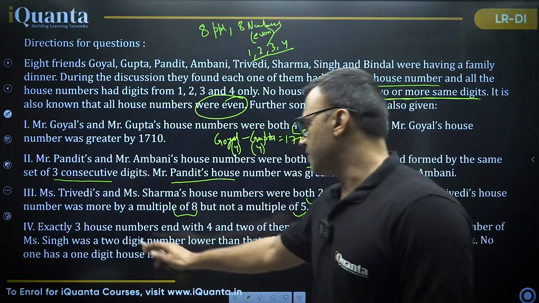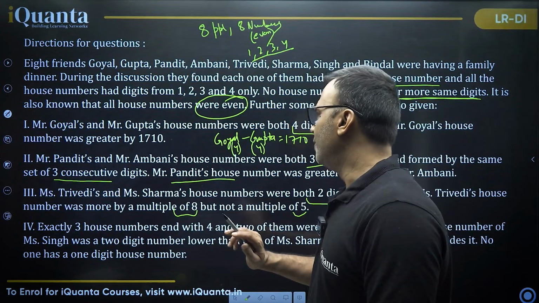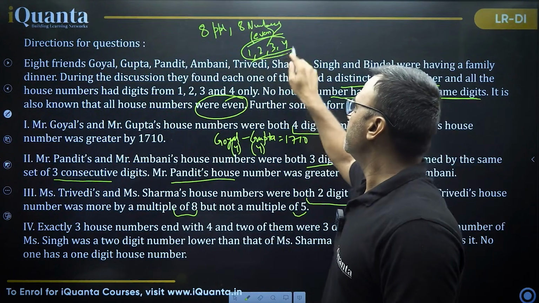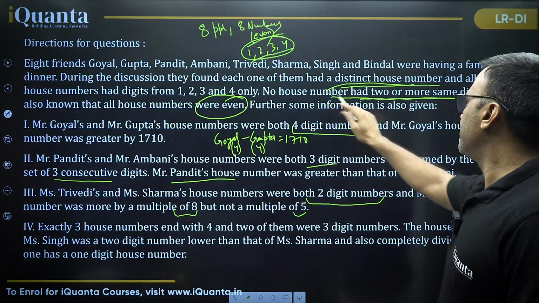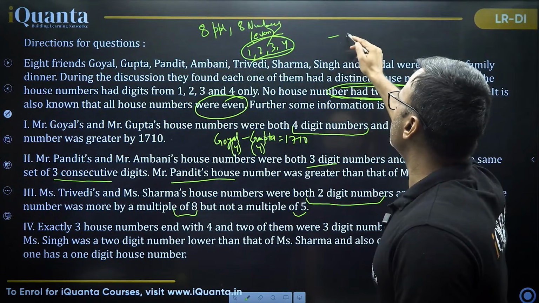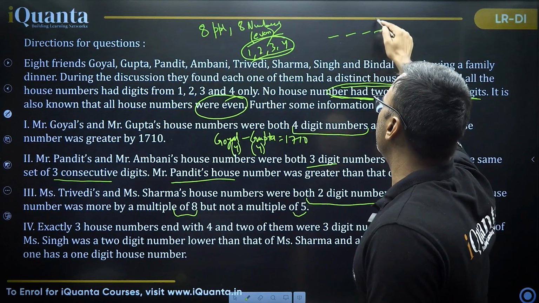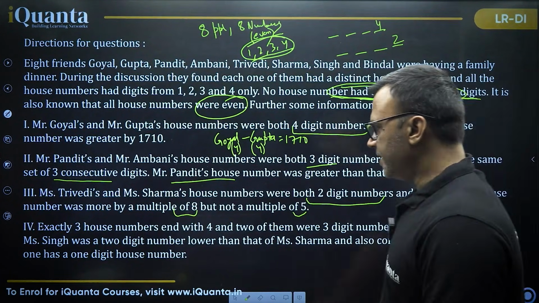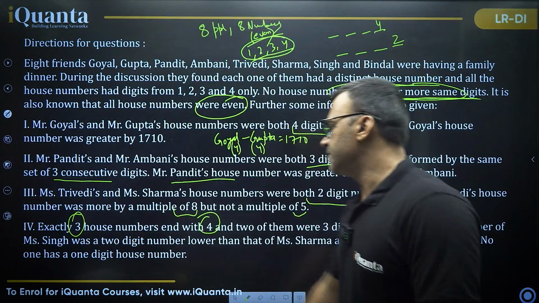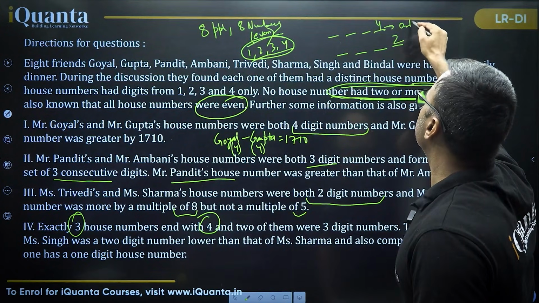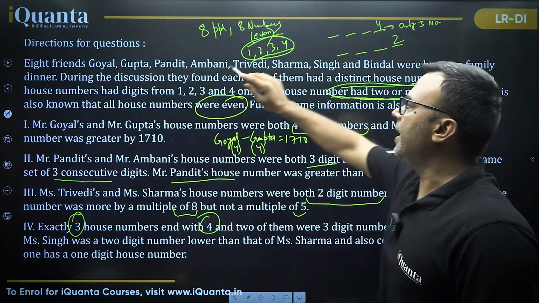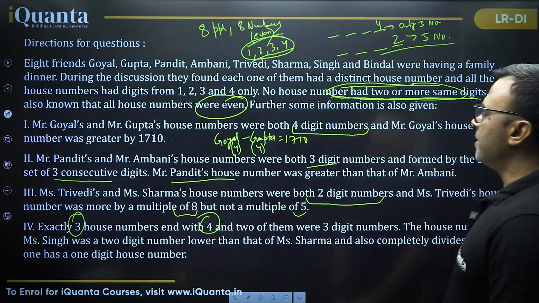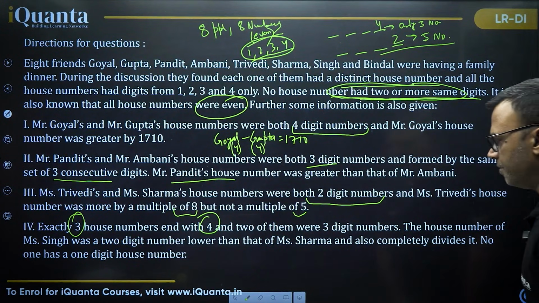Okay, exactly 3 house numbers end with 4. So even numbers with these 4 digits, no repetition allowed. So in the end of those numbers, whether it is a 3-digit number or 4-digit number, it will be either 4 or 2. And here it says only 3 house numbers end with 4. So only 3 numbers like this. So there are total 8 numbers, so there should be 5 numbers ending in 2 and 3 numbers ending in 4. Wow, that's a great information.